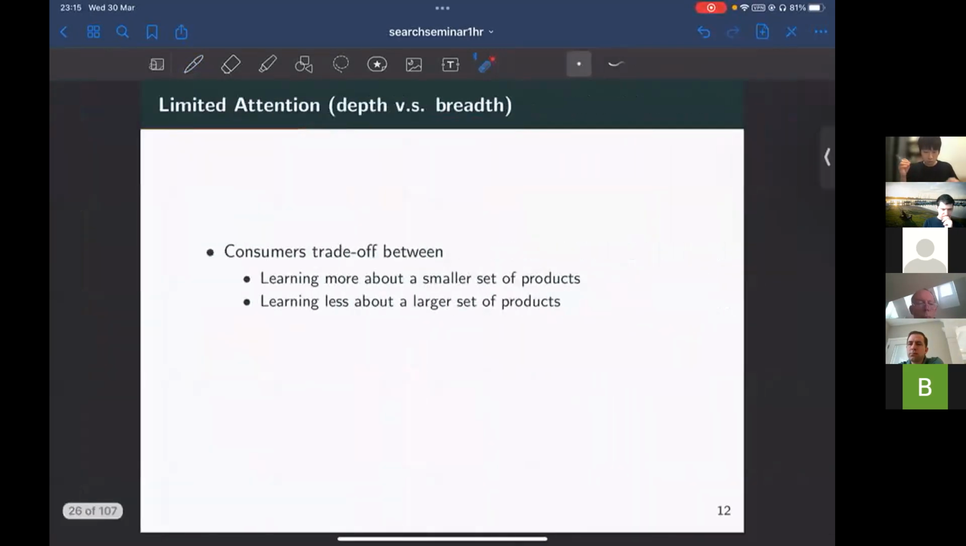Okay, so this comes the first building block, which is the limited attention of consumers. I was talking about what we want to capture: that consumer trade-off between learning more about a smaller set of products or learning less about a larger set of products.